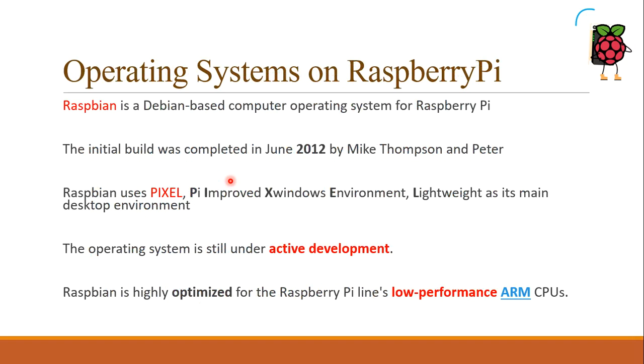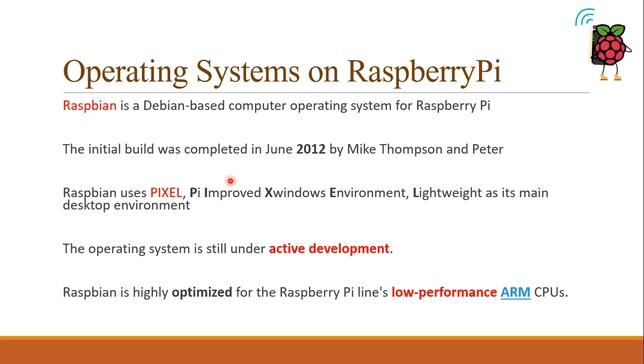The next topic is about the operating system on Raspberry Pi. Raspbian is a very popular operating system used specifically for Raspberry Pi. It was initially built and completed in June 2012 by Mike Thompson and Peter. Raspberry Pi uses the PIXEL desktop environment. PIXEL means Pi Improved X Windows Environment with a Lightweight. It's a lightweight desktop application mainly used as a GUI desktop to show the user, and it's easy to interact with.